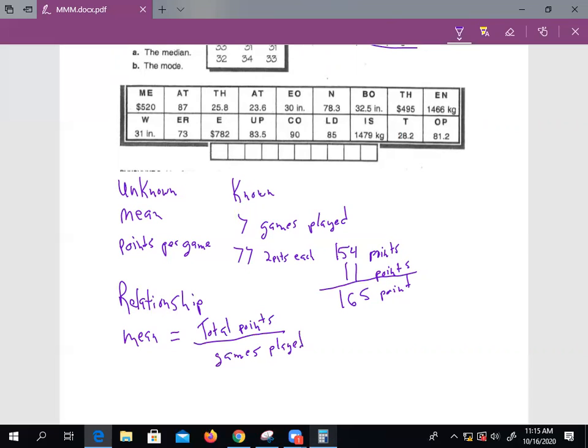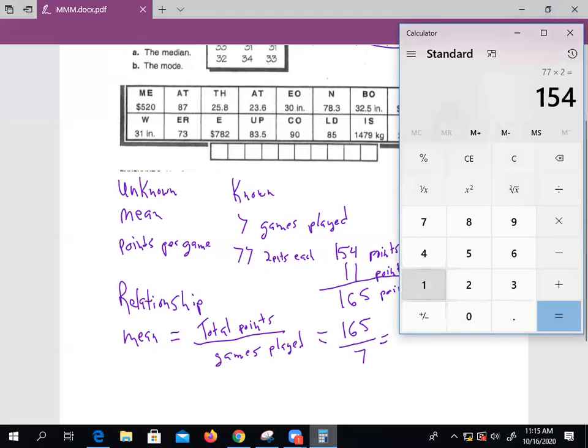So what we basically come up with then is the relationship is, the total points over 7 games is the 165, and we divide that by 7. And we can do that using a calculator. 165 divided by 7 gives us then 23.57. And look at our answers. Looks like the answers are all rounded to the nearest 10th. So I'd have to round the 10th place.